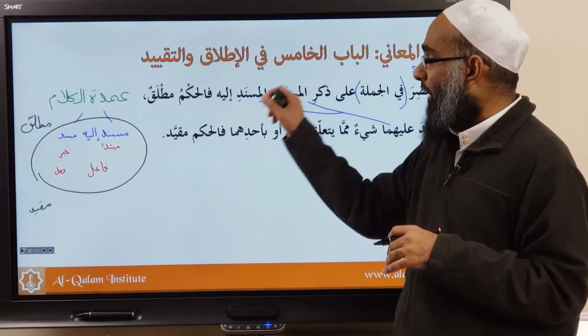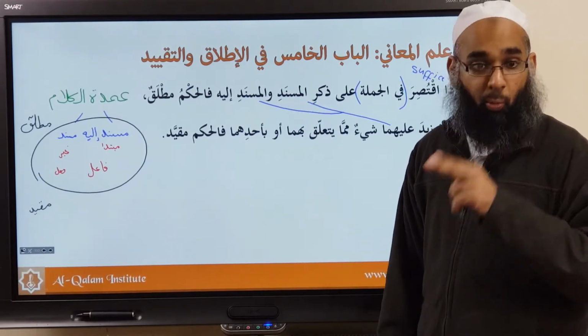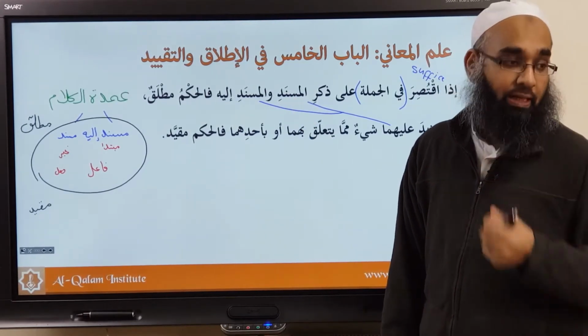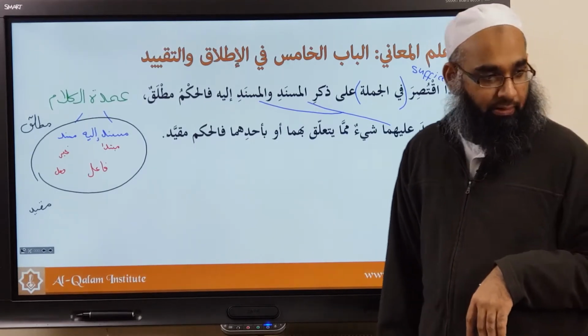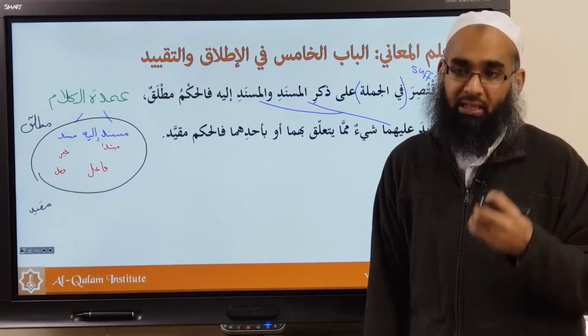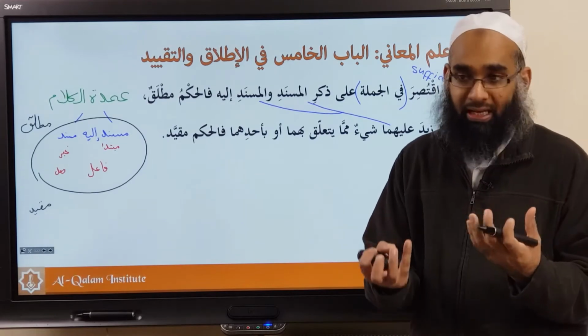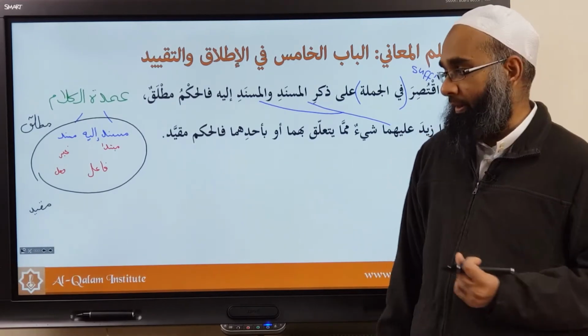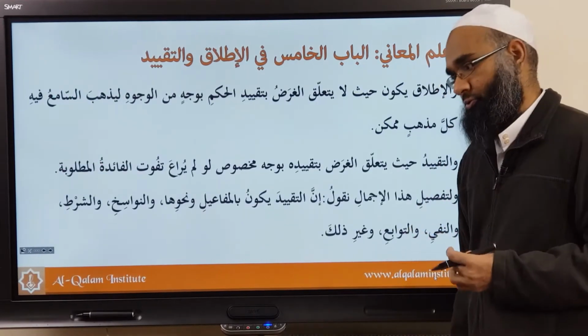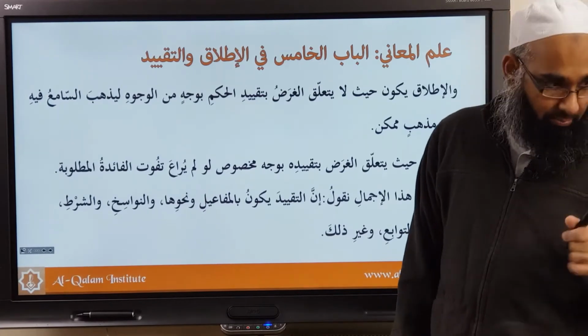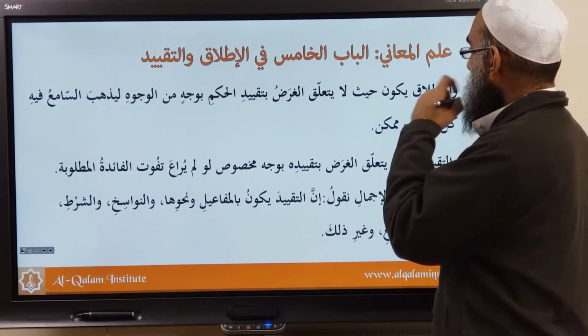So if you bring, apart from Musnad and Musnad ilayh, something linked to both of them or one of them, then now this becomes muqayyad. You remember this? So the Musnad ilayh and Musnad, those are the mutlaq, those are the Umdatul Kalam, everything else is called a qaid. Extra in terms of tarkeeb, not in meaning. We discuss that at the end of this as well.